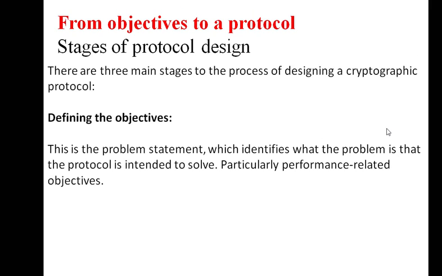From objectives to a protocol, that is, the stages of protocol design. There are three main stages to the process of designing a cryptographic protocol. The first one is what? Defining the objectives. This is the problem statement, which identifies what problem the protocol is intended to solve, and particularly performance related objectives.